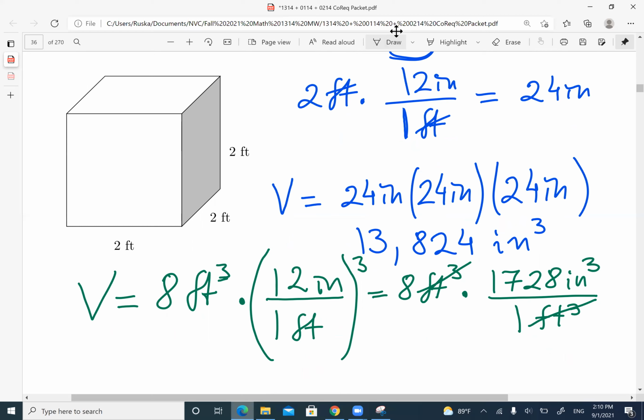Okay, so this is how you can do it in two different ways. Everybody understanding this? So you're going to get the same answer if you change the side and then you multiply the answer 3 times by itself, or if you find the volume using the given unit, but then when you change it to the new unit, you have to cube or square the one you have before. Okay, make sense?